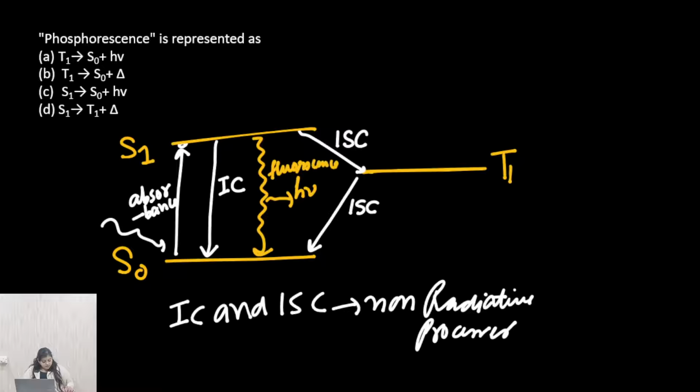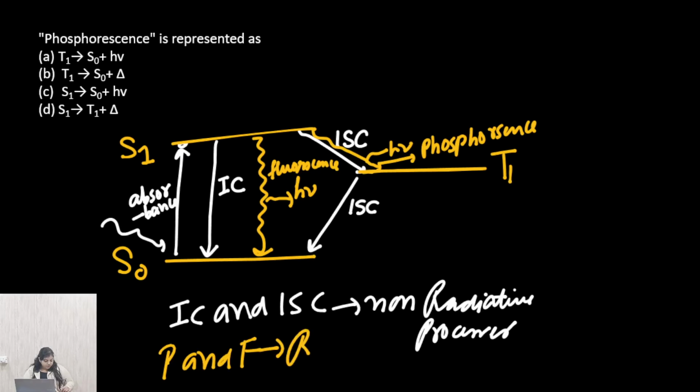This is my fluorescence. And the other possibility is that the particle comes from the S1 to the T1 state, so with the emission of energy h nu. This is called phosphorescence. So fluorescence and phosphorescence are your radiative processes. Phosphorescence and fluorescence, these both are my radiative processes.